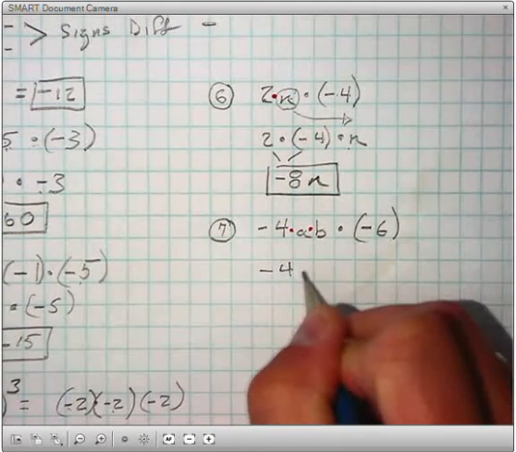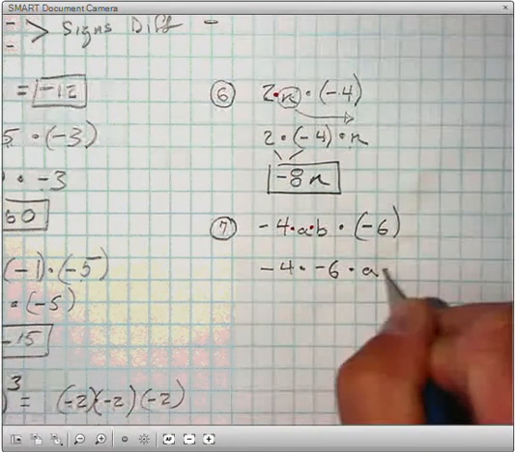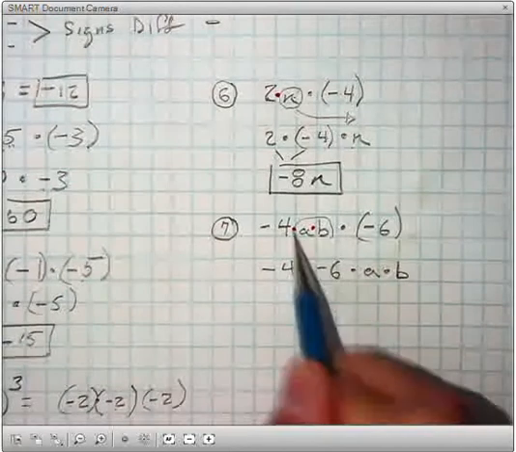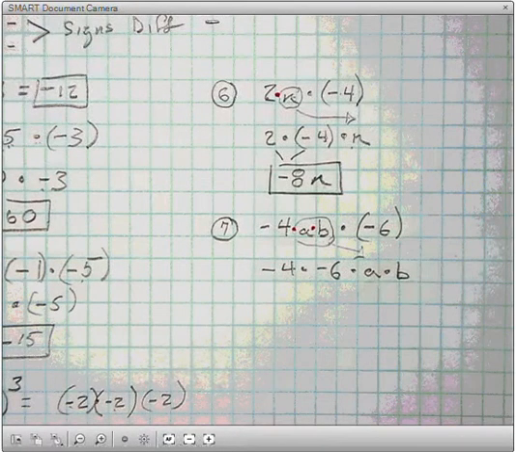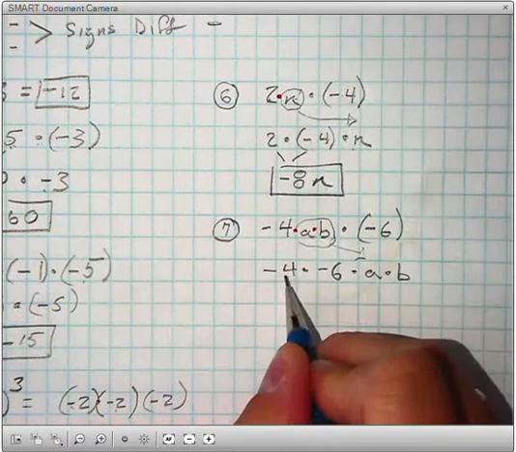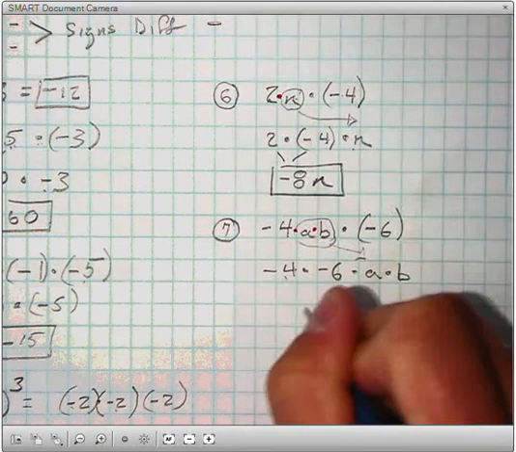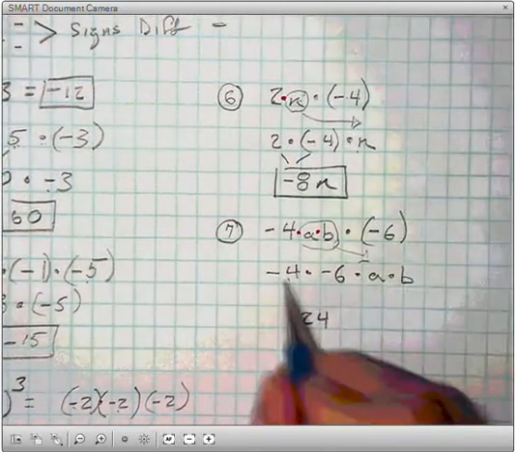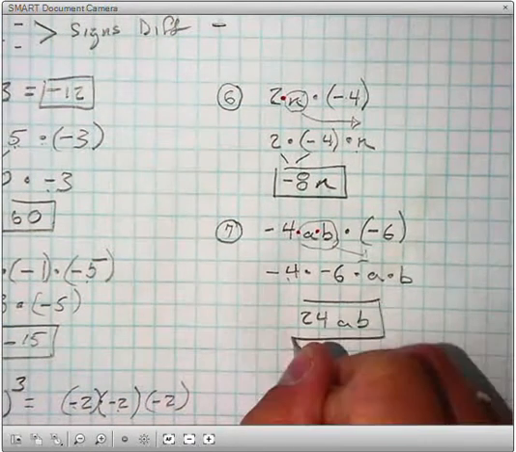I'm going to rewrite this. She got the right answer. I'm just going to rewrite this so we can all see. What I did was I moved those variables to the end because I can't use them right away. I'm going to push them off to the end. Now I've got -4 times -6, and you said that was 24. So that gives us 24, because a negative times a negative gives us a positive, and the ab right there on the end.